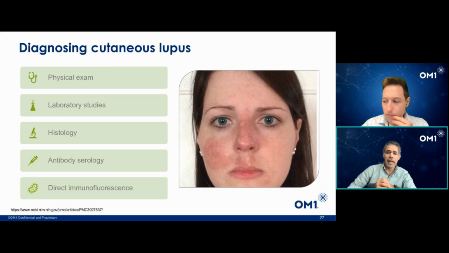So when we think about how to diagnose lupus, really most importantly is the physical exam. We do laboratory studies largely to rule out any systemic involvement. Histology, so a skin biopsy, can be very helpful as we look at whether there's an interface dermatitis within the skin structures. We will do antibody serology if there is evidence of systemic involvement to better classify the disease state. And then finally, in terms of the skin involvement, we would look at direct immunofluorescence for final confirmation that indeed this particular patient is suffering from a form of cutaneous lupus versus something else.